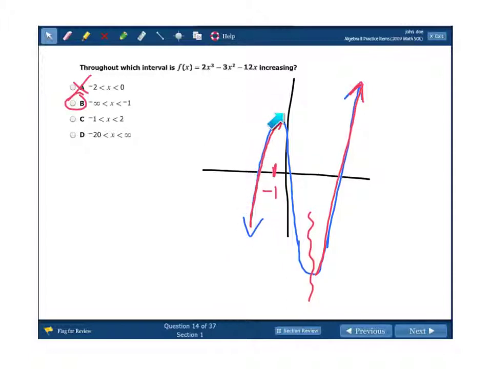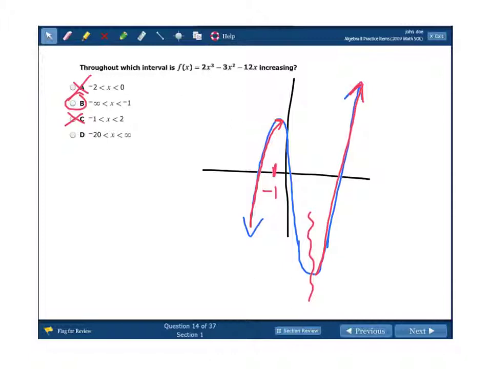C, from -1 to +2. I'm assuming that this is probably right around +2, and that is definitely decreasing, so it's not that one. And finally, from -20 to +infinity. -20 would be way down here somewhere off the graph, all the way to +infinity, and no, it is not, because it has this portion of decreasing in the middle. So B is our answer.